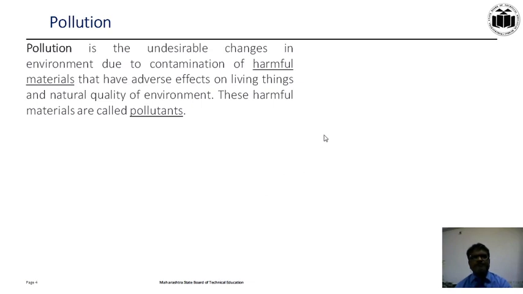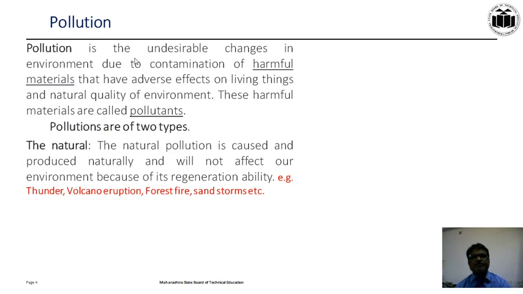Now, what is pollution? Pollution is the undesirable changes in environment due to contamination of harmful materials that have adverse effects on living things and natural quality of environment. These harmful materials are called as pollutants. Now, pollution is of two types: natural pollution and man-made pollution or artificial pollution.